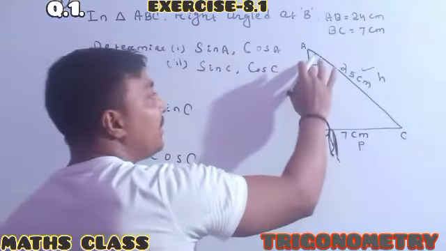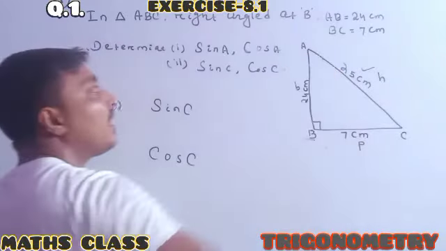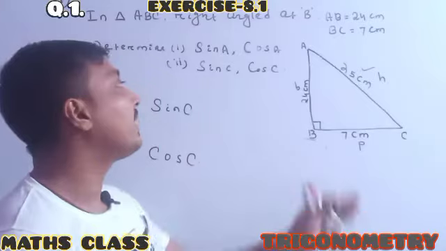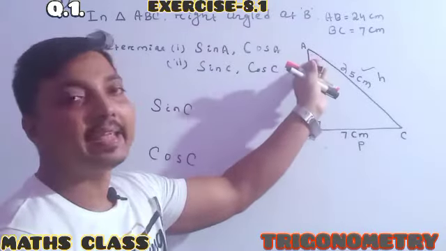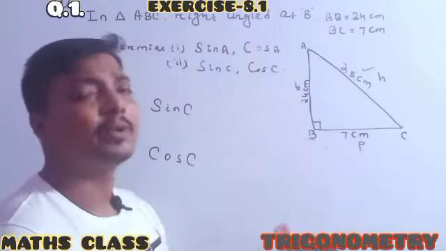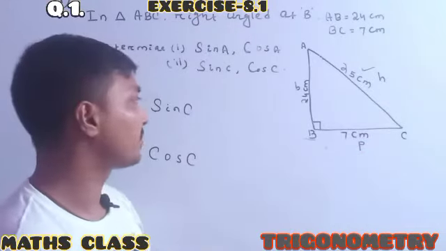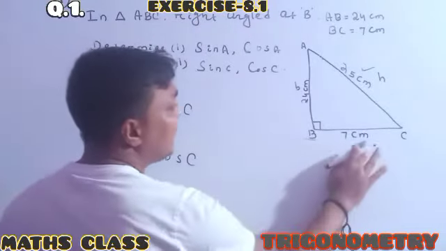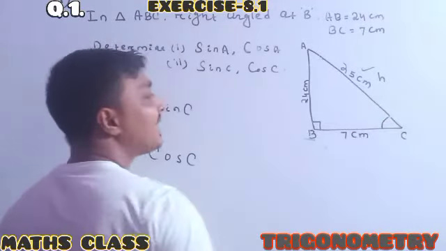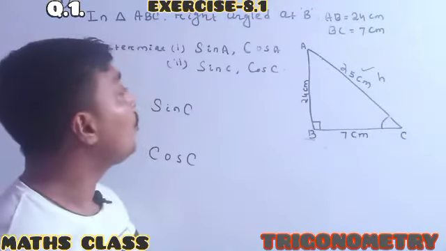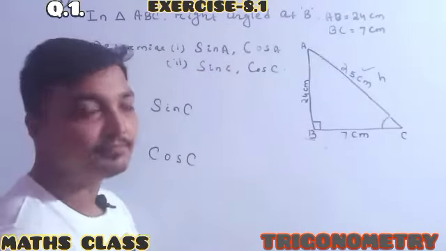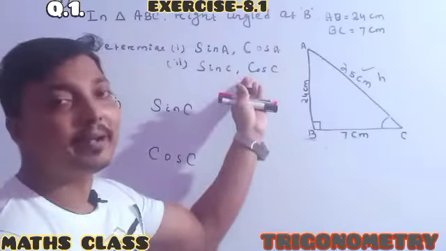Everyone see, previously we considered the acute angle A, and for angle A we got the trigonometric ratio of sine and also the trigonometric ratio of cos. In the same way, now you have to consider angle C and find two trigonometric ratios: the sine ratio of angle C, and also the cos ratio of angle C.